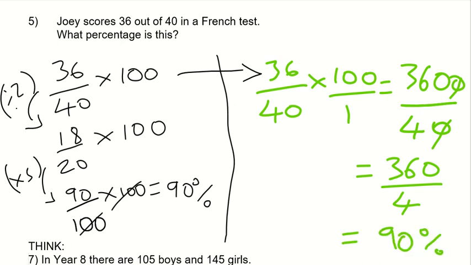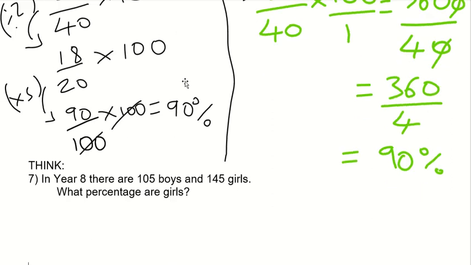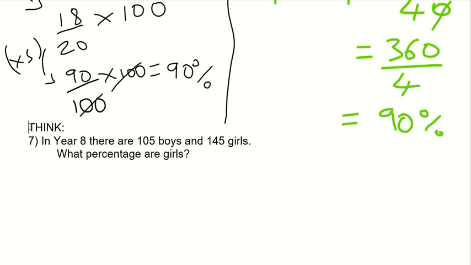There is also another method. You could simply just do the division here and get the decimal answer and multiply it by 100. But I'm just trying to give you alternative methods. The think question.